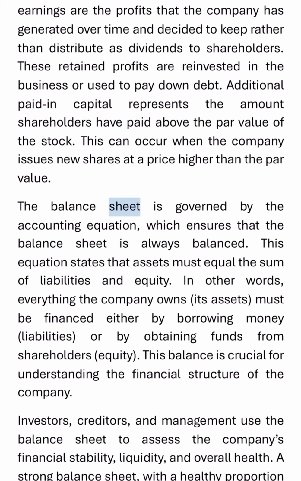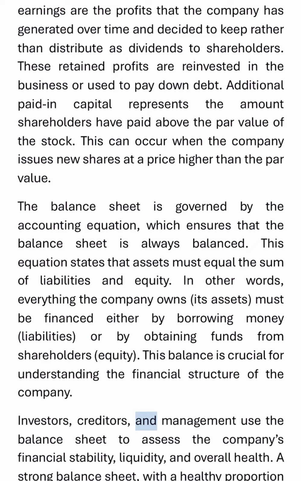The balance sheet is governed by the accounting equation, which ensures that the balance sheet is always balanced. This equation states that assets must equal the sum of liabilities and equity. In other words, everything the company owns, its assets, must be financed either by borrowing money, liabilities, or by obtaining funds from shareholders, equity. This balance is crucial for understanding the financial structure of the company.